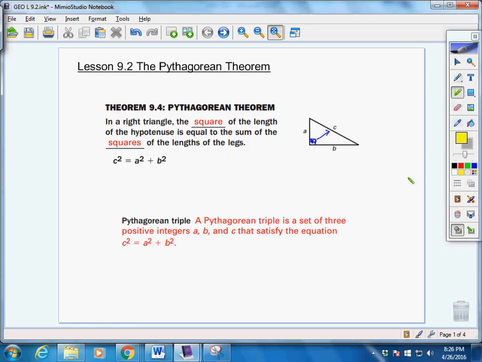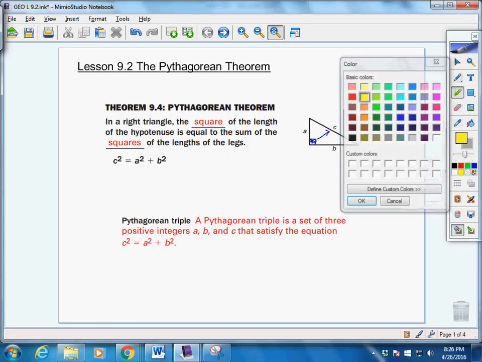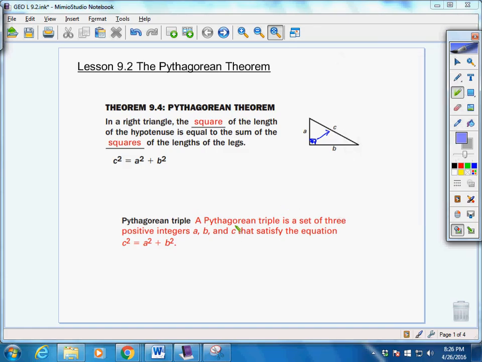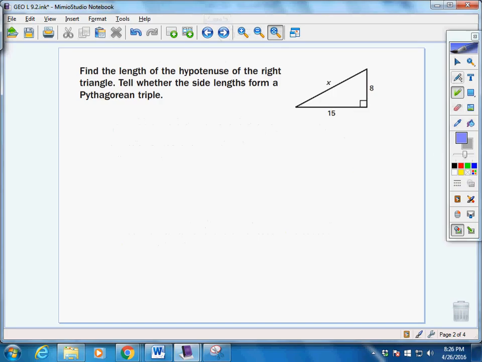Now maybe something you haven't seen before is a Pythagorean triple. A Pythagorean triple is a set of three positive integers, and that's what I want you to focus on. It's a set of three positive integers, a, b, and c, that satisfy this equation. We're going to come up with numerous different numbers that satisfy this equation, but to be a Pythagorean triple, they have to be integers, whole numbers, including 0 for lack of a better term. So let's look at an example.